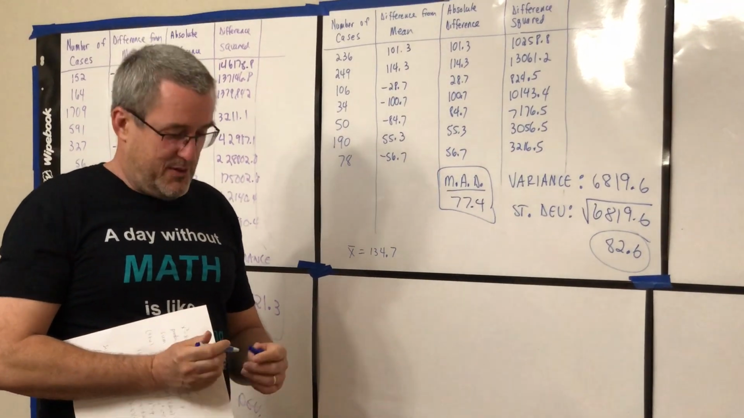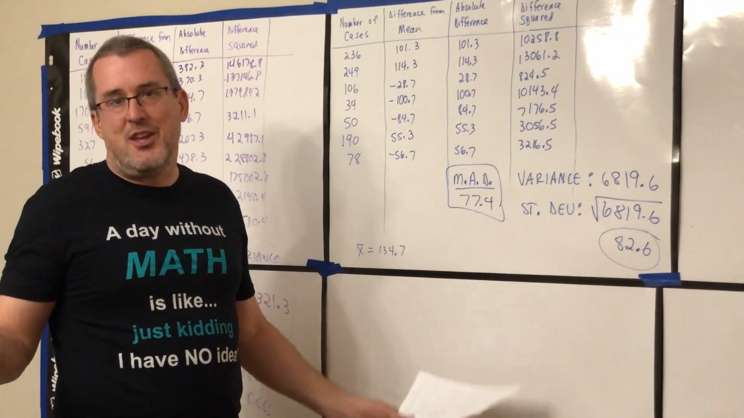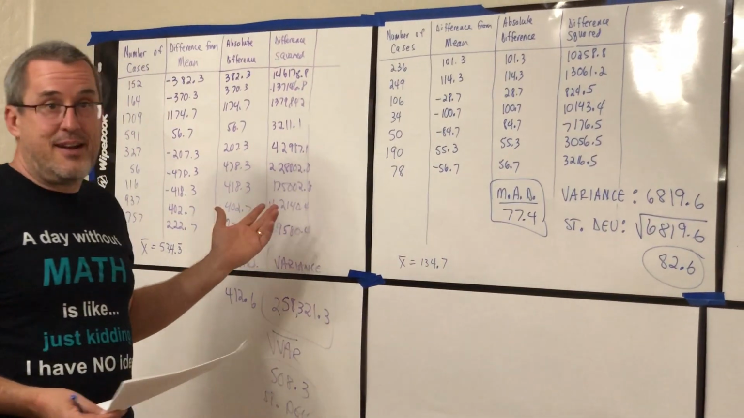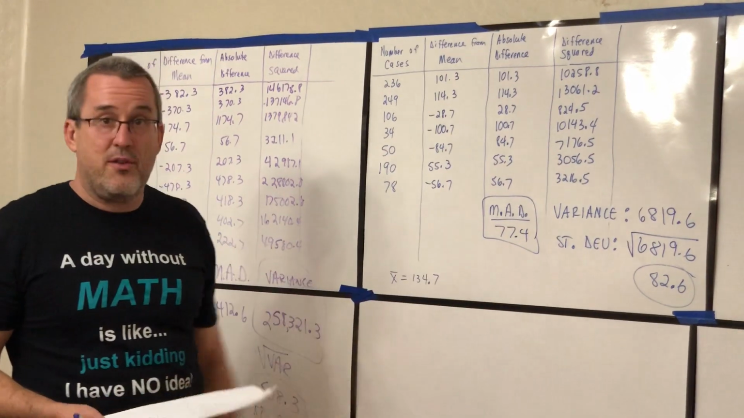Now it's not typical that one would report all of them. You would choose one in a study. You might choose one to report to make your case about how spread out a data set is compared to another. But in this case, I'm just showing you all 3.